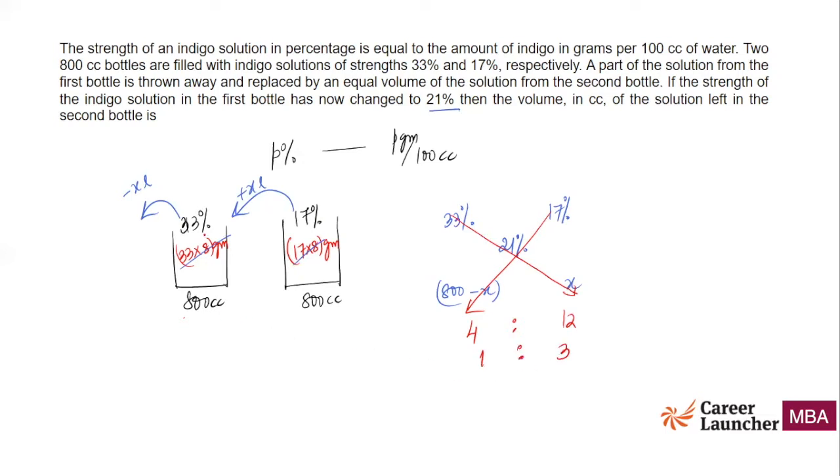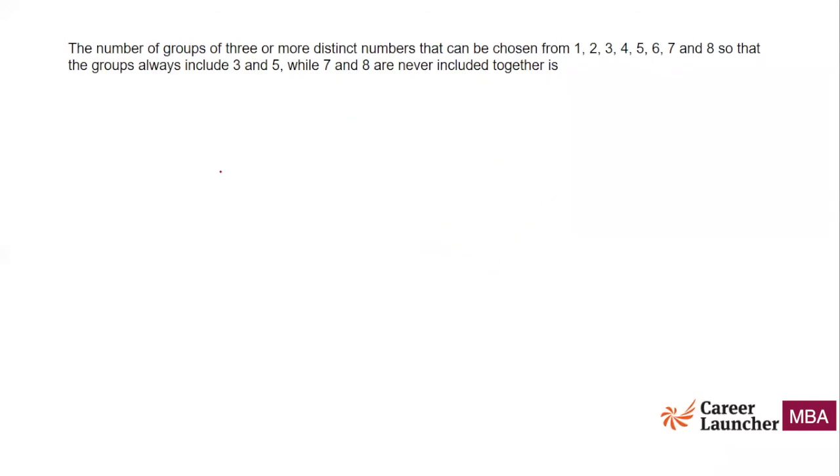So there is 1 part of 33% indigo, 3 parts of 17%. Total, we have 800 cc. If I multiply this by 200 cc, this becomes 200 cc and this becomes 600 cc. So we got rid of 600 cc from here and we brought in 600 cc from the second bottle. The solution left in the second bottle would be, out of 800, if we take out 600, we are left with 200 cc. So this question was a TITA question. You had to type in 200.